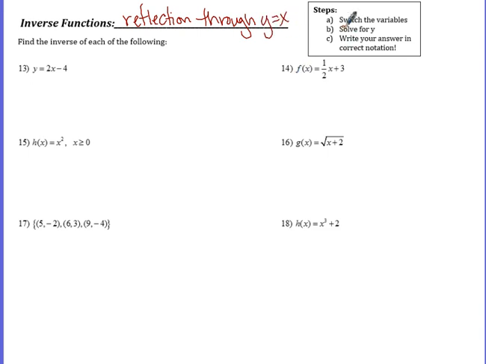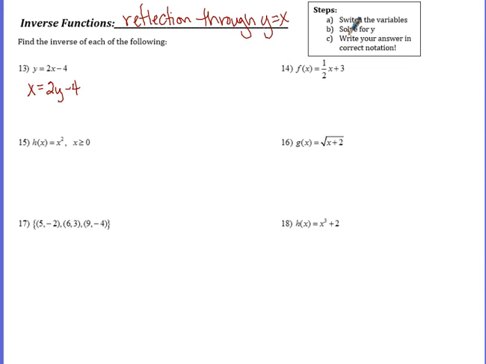And remember what we did. We switched the variables. We swapped x and y. So that will still be our first step here. We will swap x and y. So let's do that first for number 13, just to see how these things go. Let's swap x and y. If I see a y, I make it an x. If I see an x, I make it a y. Everything else is the same. So that's my first step.